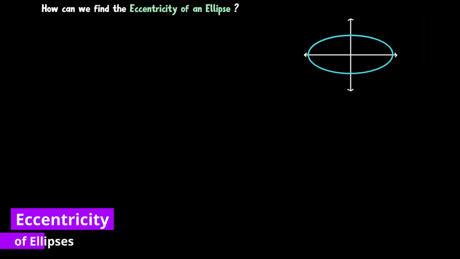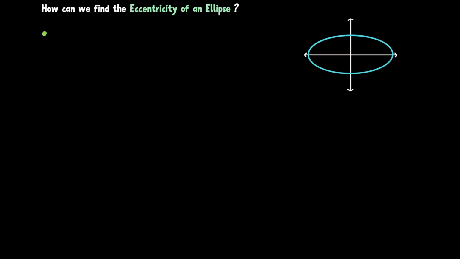Welcome. Let's understand the eccentricity of an ellipse. Eccentricity is a value that we can use to characterize the different conic sections that we have. But when it comes to ellipses, the eccentricity is always a value between 0 and 1.